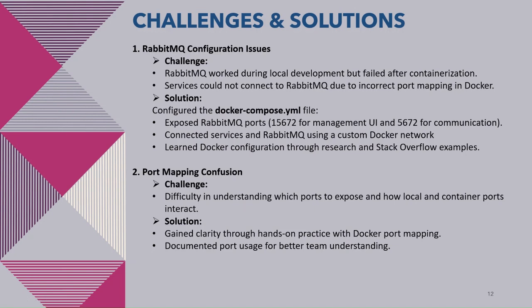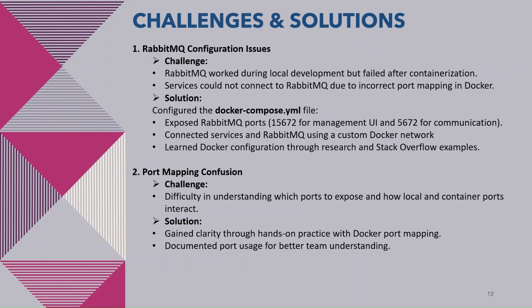Challenges and solutions. During this project, we faced several challenges which we overcame with tailored solutions. RabbitMQ configuration issue was one of them. Initially, RabbitMQ worked locally, since we practiced RabbitMQ in the lab, but failed in the containers due to incorrect port mapping. We resolved this by configuring the docker-compose.yaml file, exposing the required ports, and connecting services using a custom Docker network. Port mapping confusion. Understanding Docker's port mapping was challenging for me.